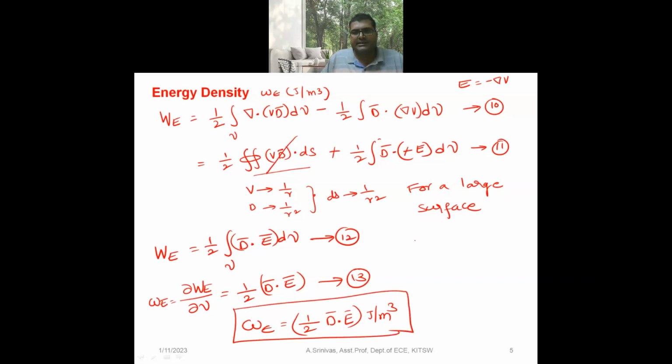And the relation between energy and energy density: energy is in terms of joules, and energy density is in terms of joules per meter cube. So to determine the energy stored in the system, we can integrate the energy density over the volume to get the energy stored in the system. I think you are clear about energy stored and energy density in the system.